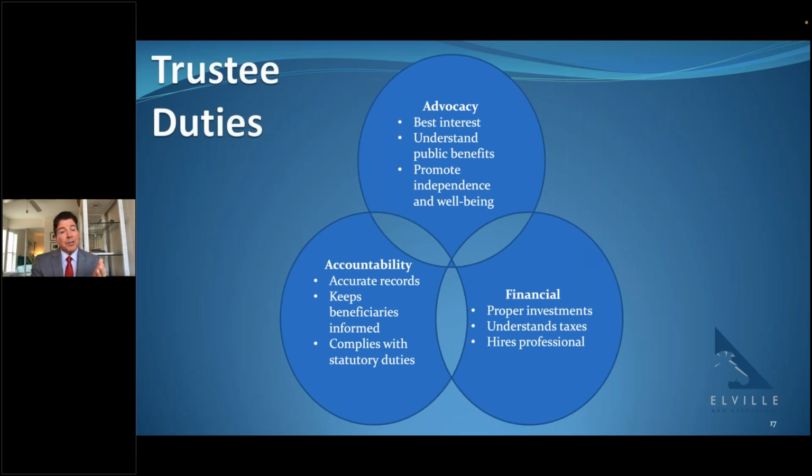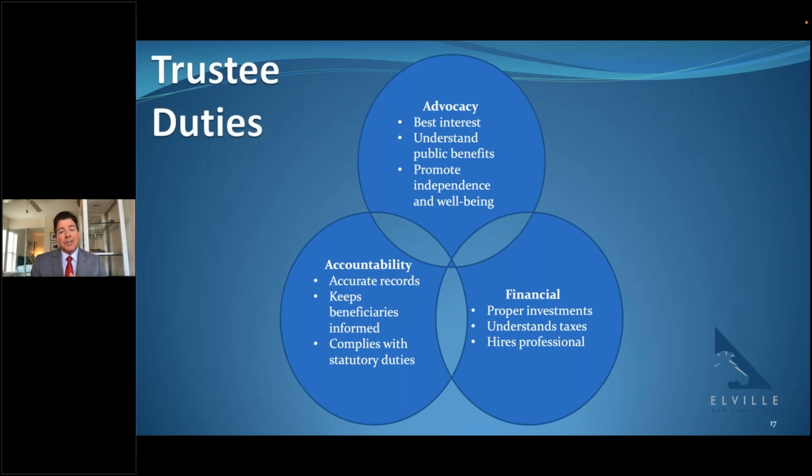Financially, we want the trustee to make proper investments, but they don't have to do it themselves. They want to understand taxes, but they don't have to do it themselves. They want to hire professionals and understand they have the right to do so. Now, for certain beneficiaries, but generally for all beneficiaries, understand the best interests of the beneficiary, understand if they have public benefits such as disabilities and any kind of benefits, promote their independence. But beyond that, let's say we have a healthy beneficiary, the trustee needs to understand, keep them informed, understand their needs, understand and have a relationship with them.